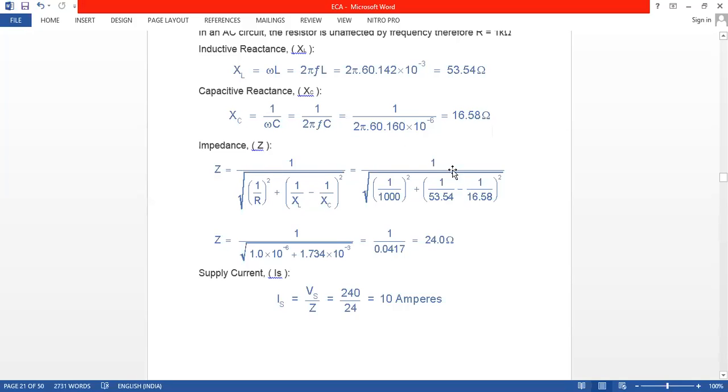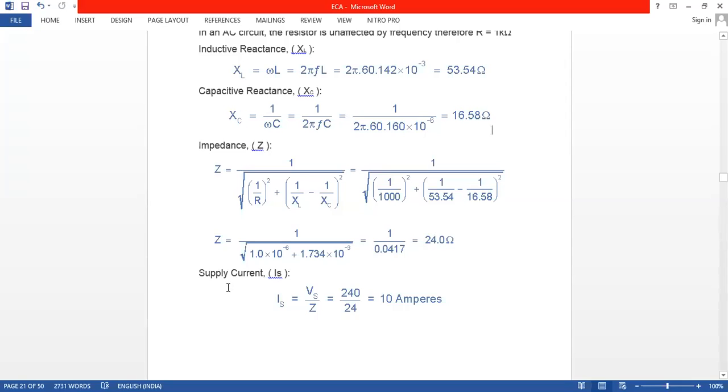Now, just substitute the values of XL and XC and simplify in the calculator. You will get the Z value. How much are you getting? 24 ohms. The total opposition. While doing the calculation, if you are not getting it, you update me. In the next class, I will show you how to do the calculation. Z is 24 ohms. So the opposition shown by the circuit to the AC current is 24 ohms.